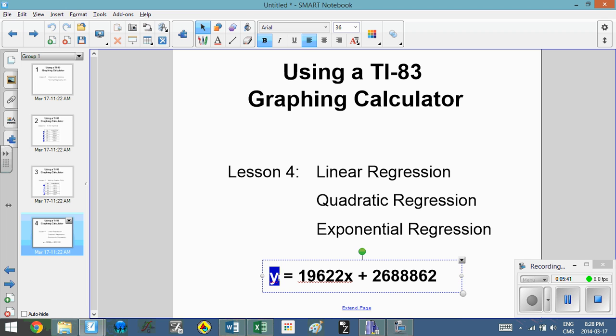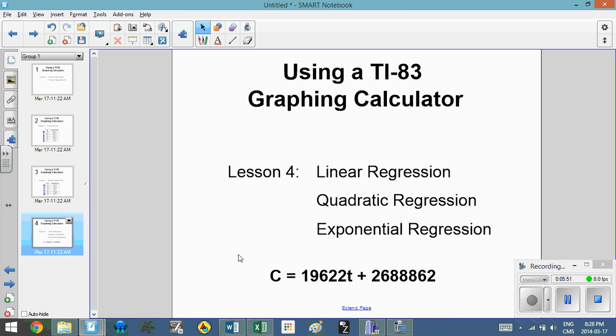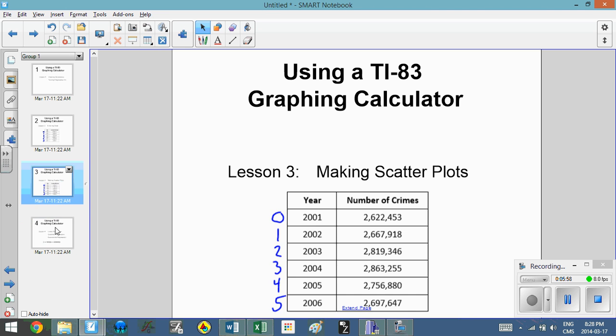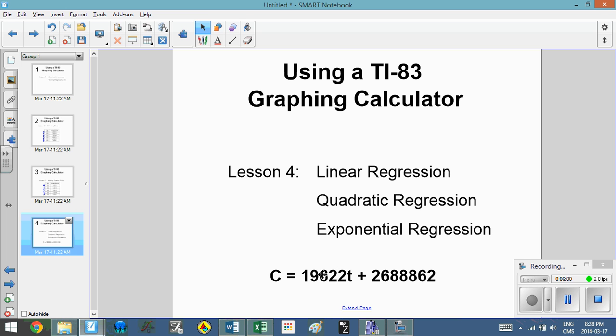Now, if we wanted to give this a little bit of context, we would remember that our dependent variable was, what was it, number of crimes? I think I said population a few times, which obviously is wrong. And in this case, x was the time in years since 2001. Okay, so there you go. There is our linear equation of best fit.